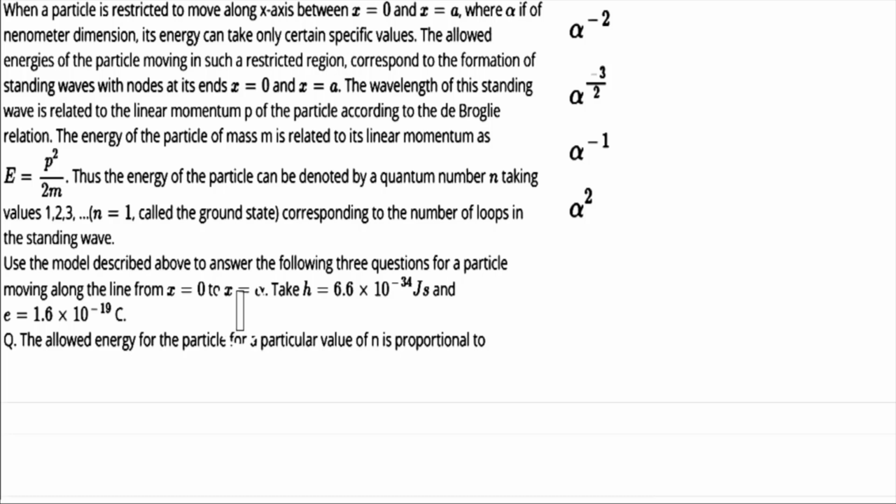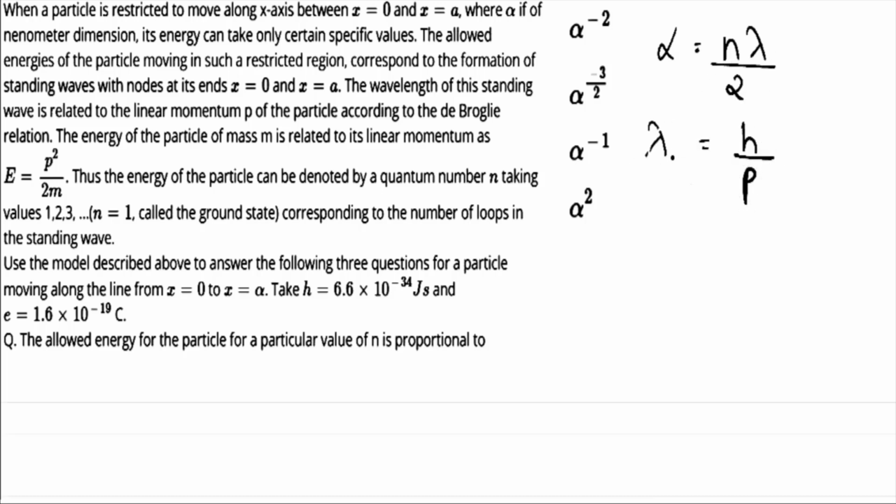Right, so we have nodes, correct? So that means this value alpha, right? So alpha would be equal to n lambda by 2. It would be integral multiple of lambda by 2. The wavelength of the standing wave is related to the linear momentum p of particle according to de Broglie relation. So we have de Broglie wavelength, that is lambda, to be equal to h by p.